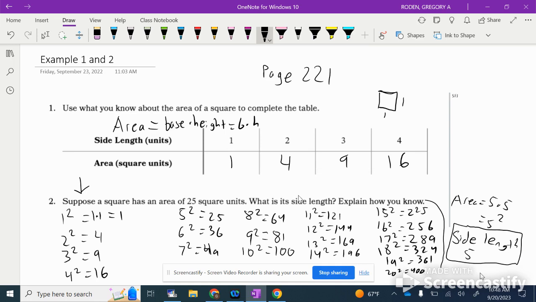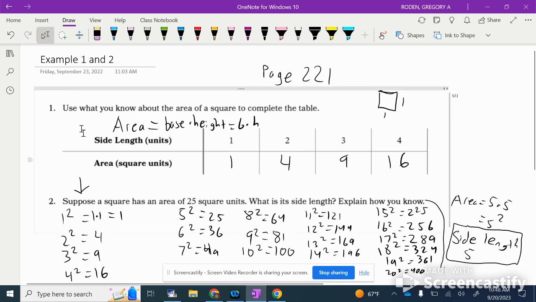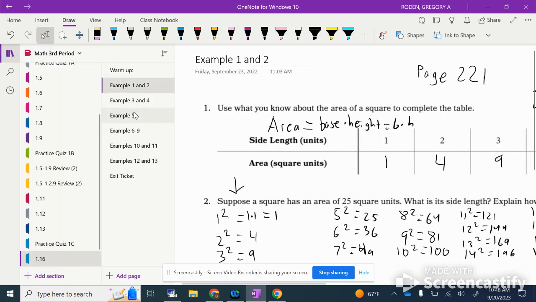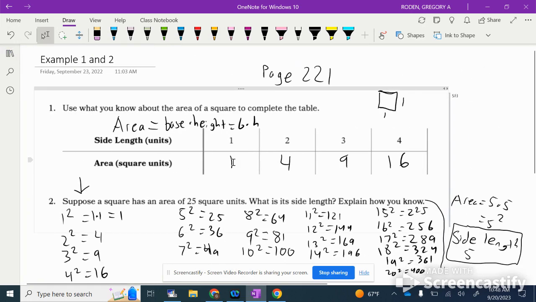Any questions on number 2? Okay. We good? No? Okay.